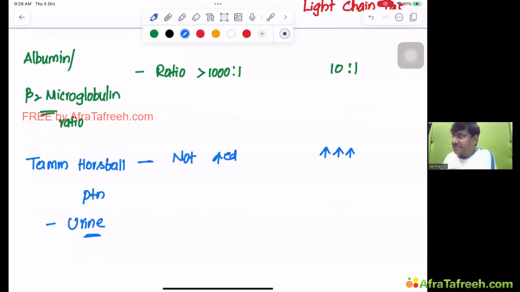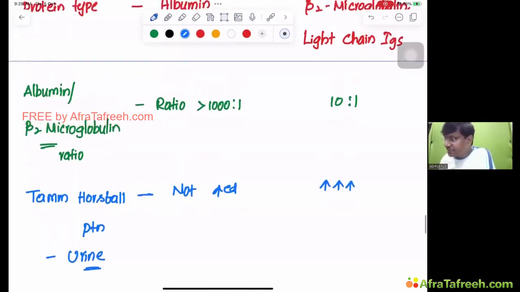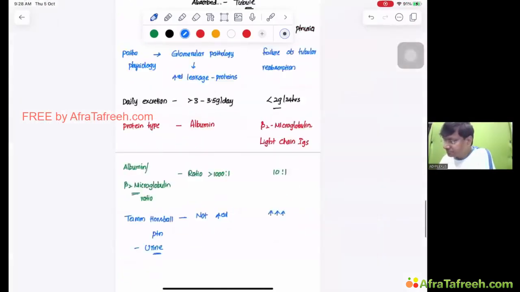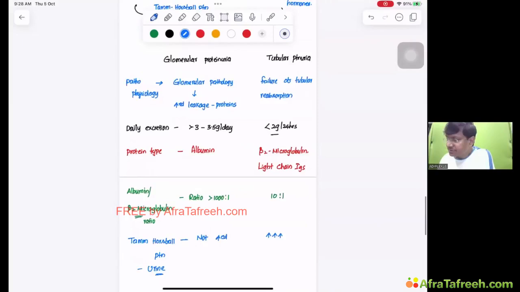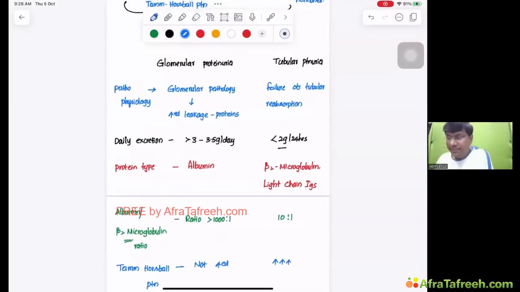Okay, that is about the differences between the glomerular proteinuria as well as the tubular proteinuria. Right? Very simple concept. It is not a difficult one. The glomerular proteinuria pathology is at the glomerulus, tubular proteinuria at the tubule. Glomerular proteinuria, definitely the excretion of the protein will be more, nearly around 3 to 3.5 grams. But tubular proteinuria, it is only up to 2 grams. Protein type, predominantly it is albumin because it has only one barrier.